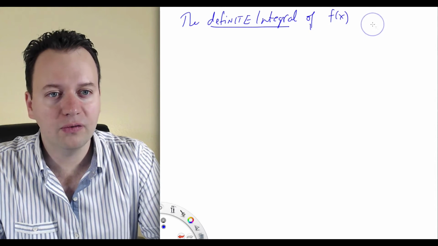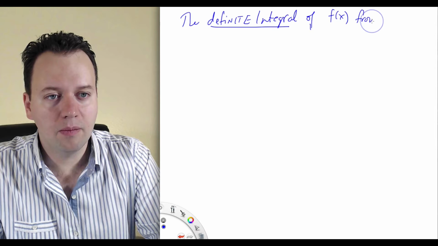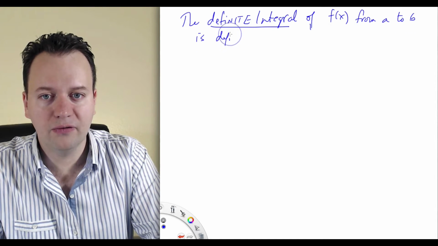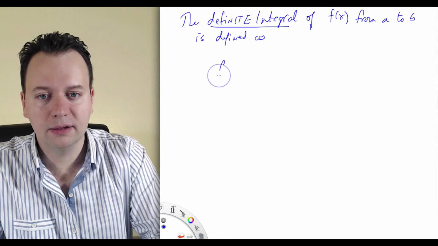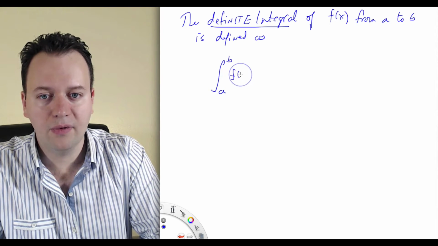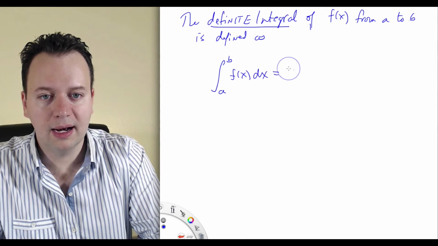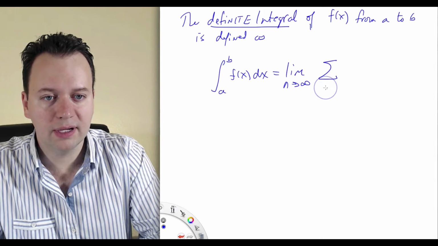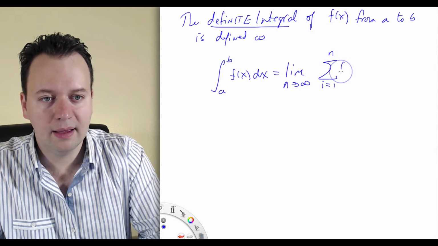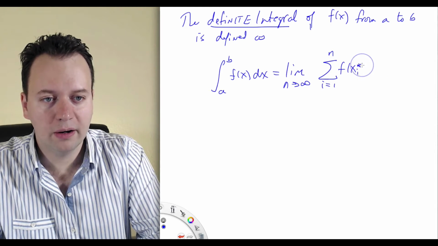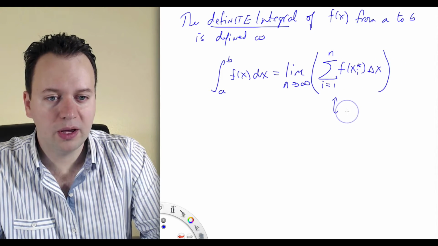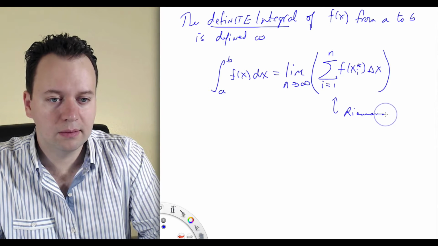So the definite integral of f of x from a to b is defined as the integral from a to b of f of x dx, and it's equal to the limit as n goes to infinity of the sum i equals 1 to n of f of x_i star delta x, right? So basically, here's your Riemann sum with n subintervals.